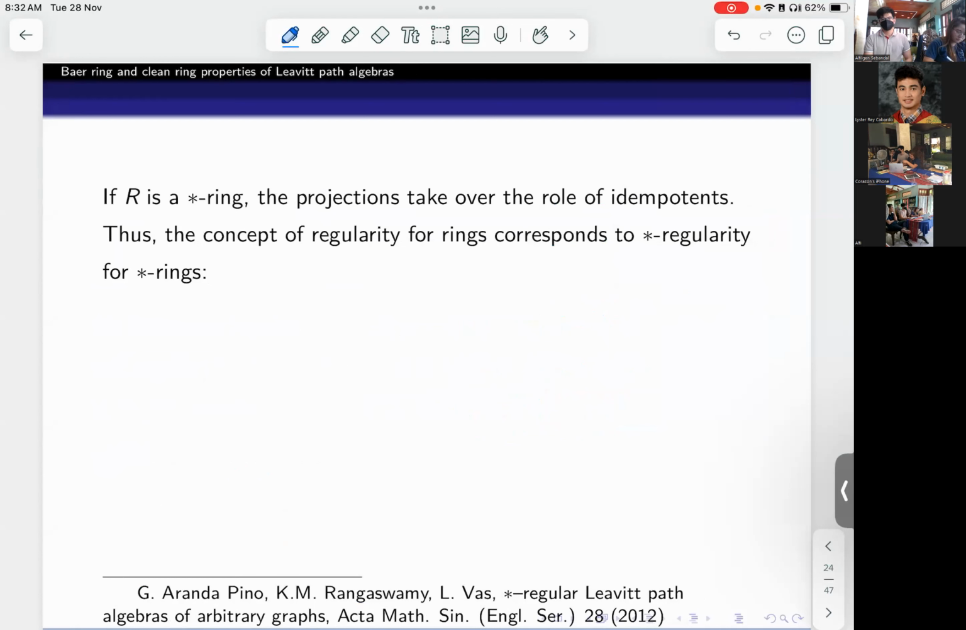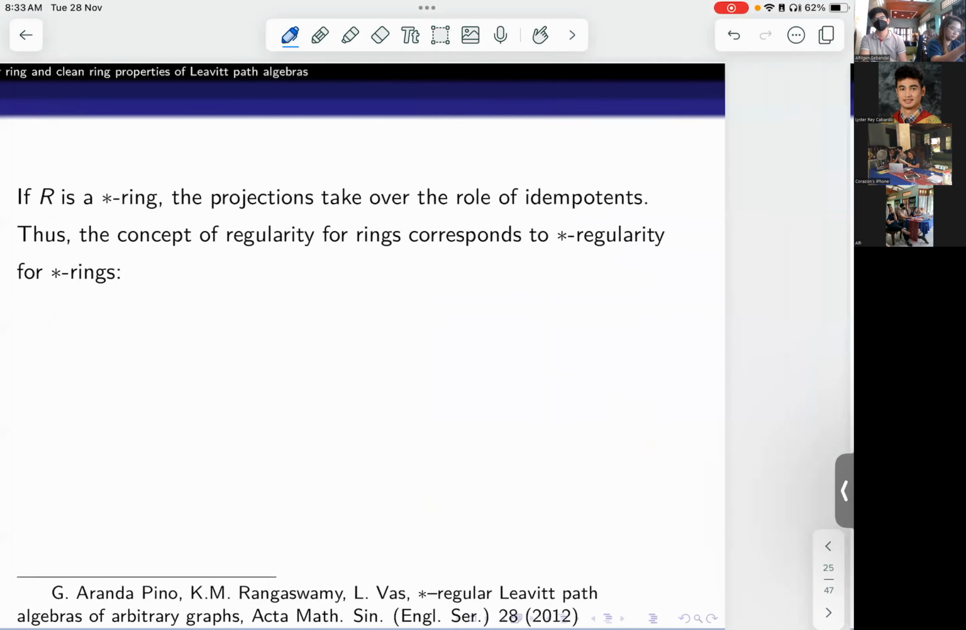Now, what we saw was, from a ring R, you have a ring with involution, and in involution, the idempotents are replaced by projections, and they are more natural to deal with since we get rid of the terms left ring and right ring. So the concept of regularity was extended to star regularity of rings.